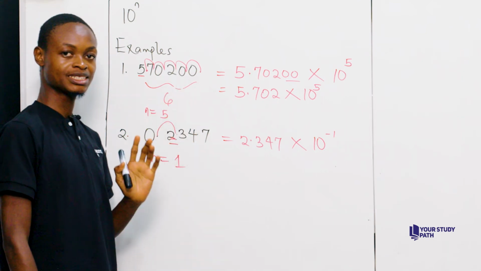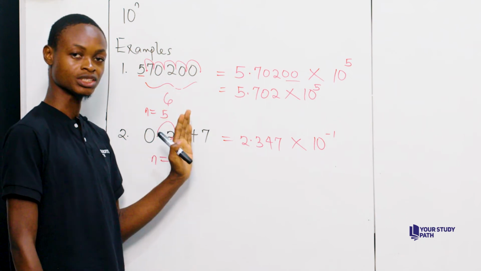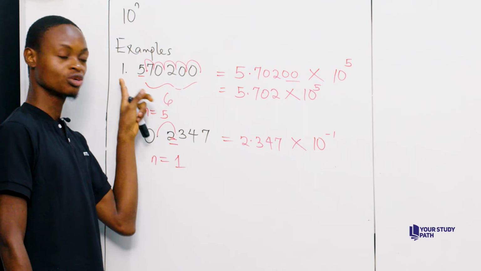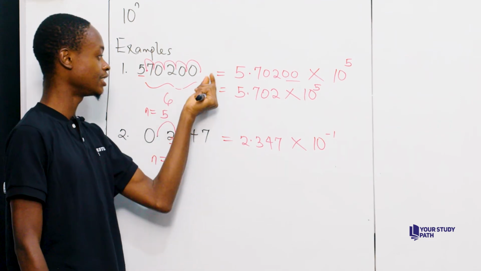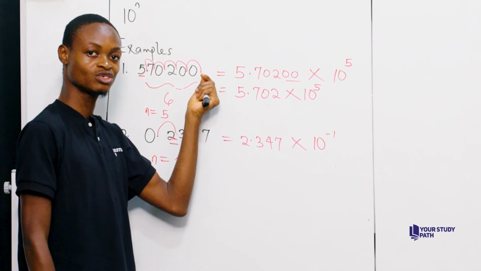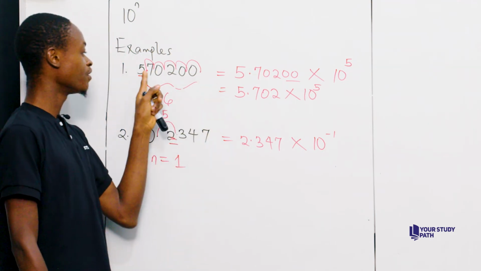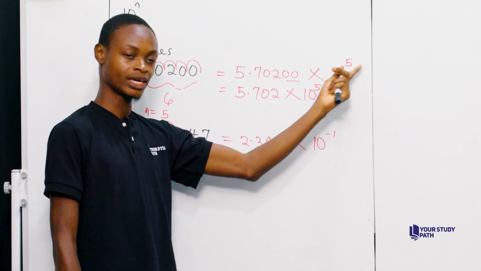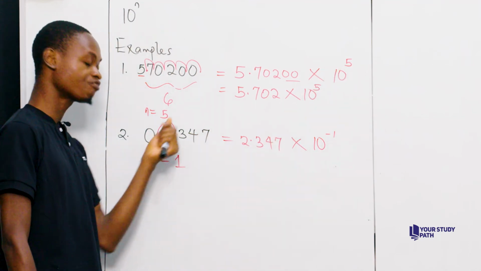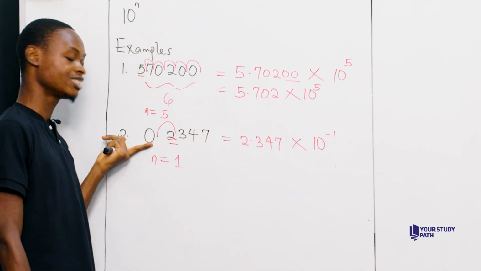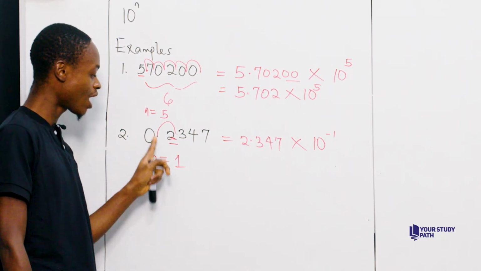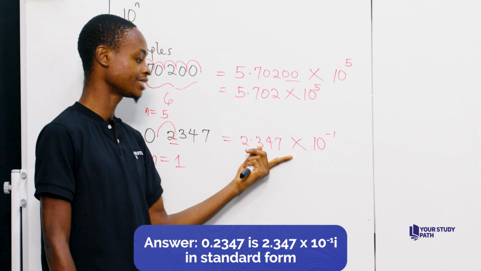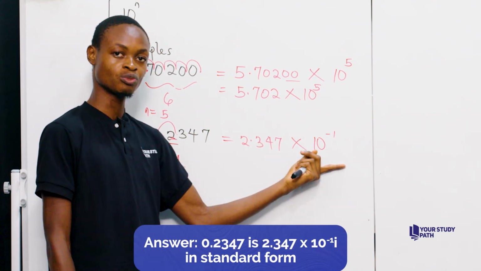This is a very, very significant difference between these two examples. For this one, we moved from right to left because all these values are whole numbers and the decimal point is here. So we have to achieve one non-zero digit before the decimal point. So we had a positive power here. But in this case, we are moving from left to right because on this side, there is a 0 digit here. So we need one non-zero digit before the decimal point. So we have this as 2.347 times 10 to the power minus 1.